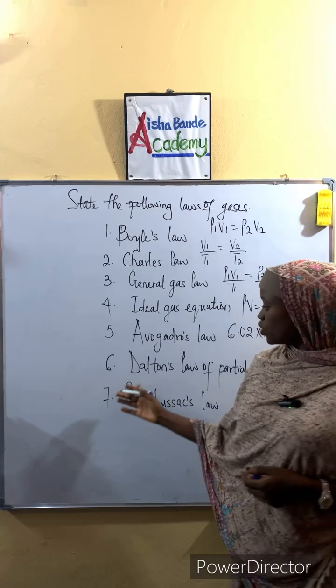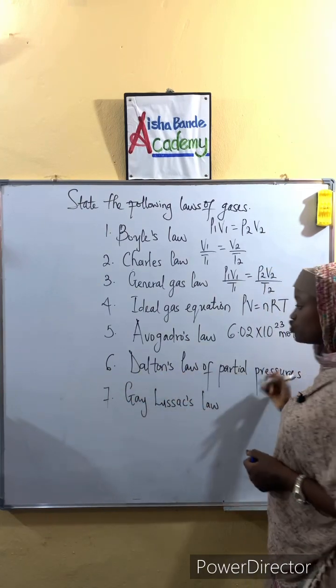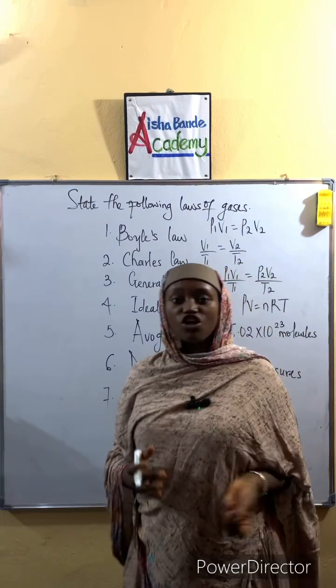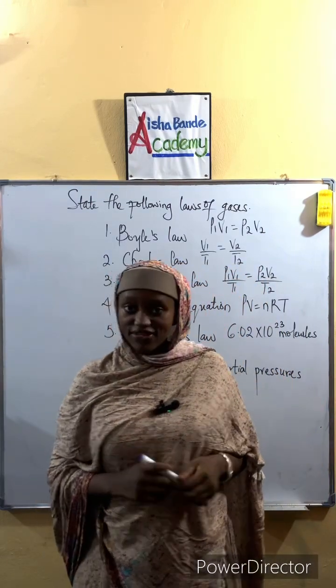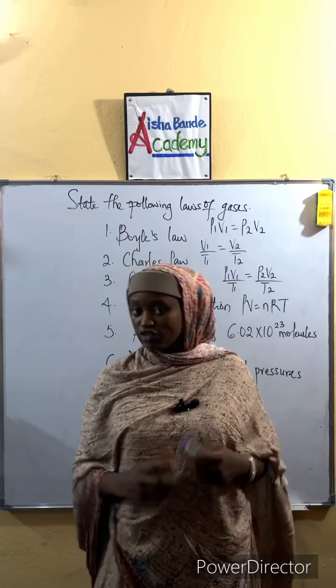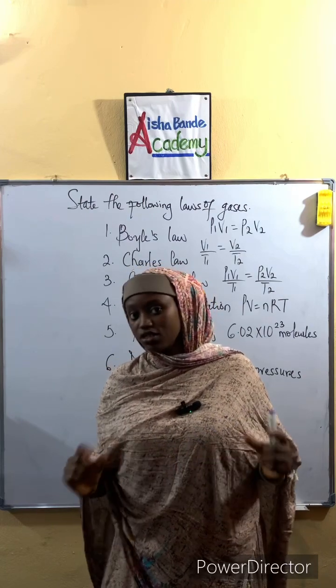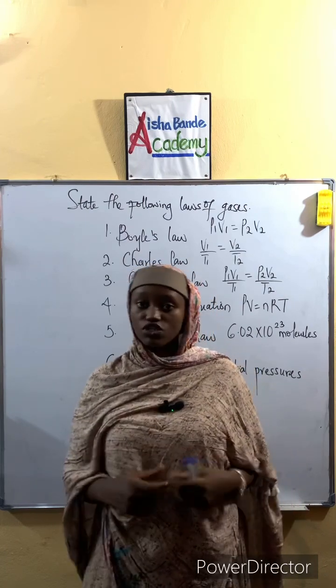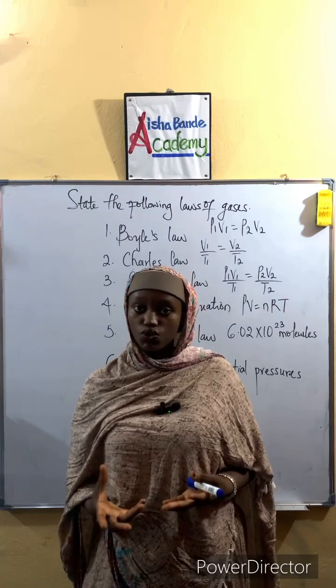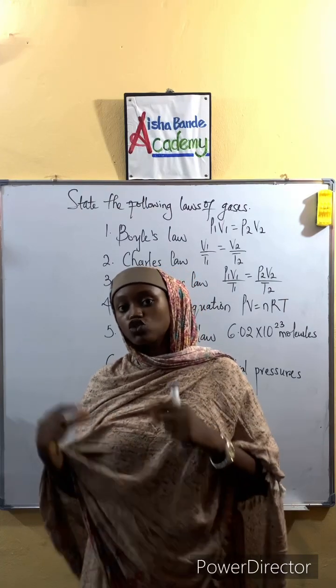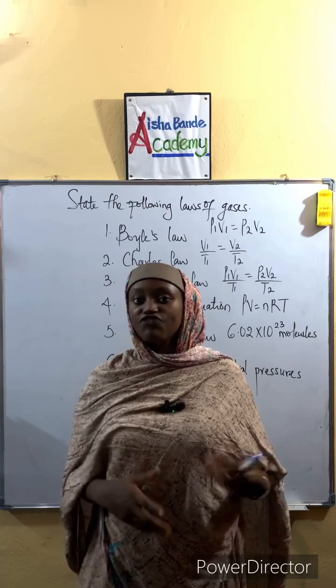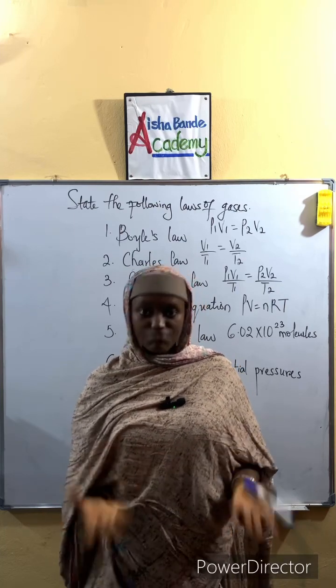So the sixth one, which is Dalton's law of partial pressure. So the Dalton's law of partial pressure states that if there is a mixture of gases which do not chemically react together, so the total pressure exerted by the mixture is the sum of the total pressures of the individual gases that makes up the mixture.